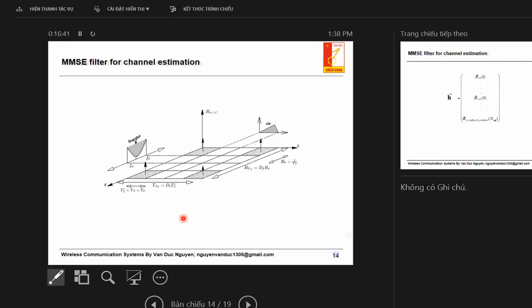I have also shown you some application in channel estimation. In channel estimation, we can use the mean square error filter to estimate the channel, especially for the time invariant channel, for the wireless channel. We can estimate the wireless channel using the mean square error filter.